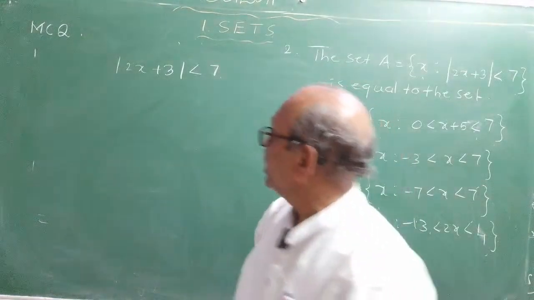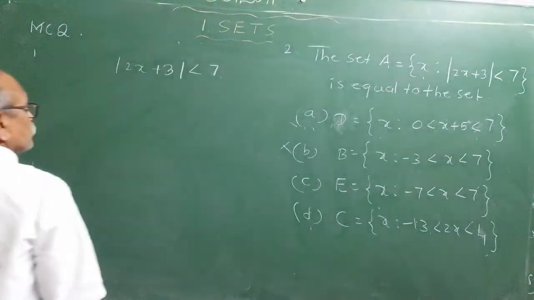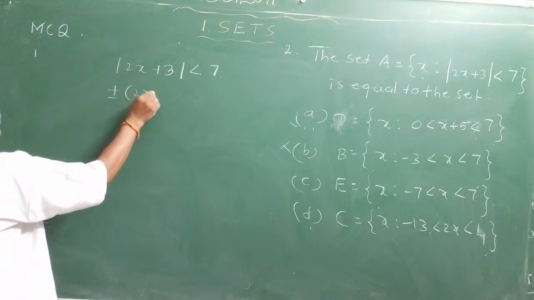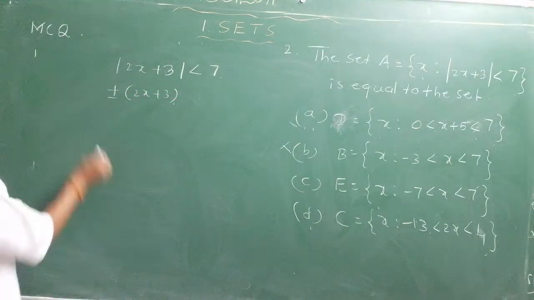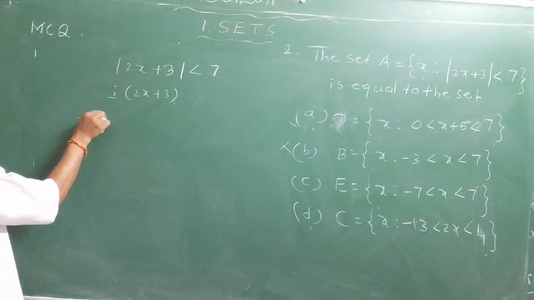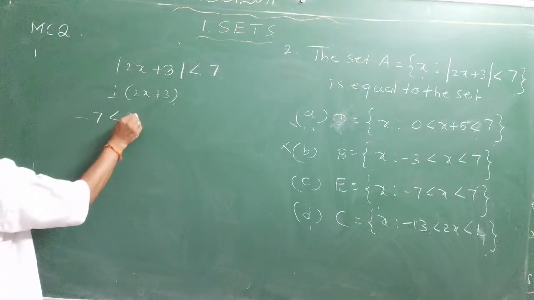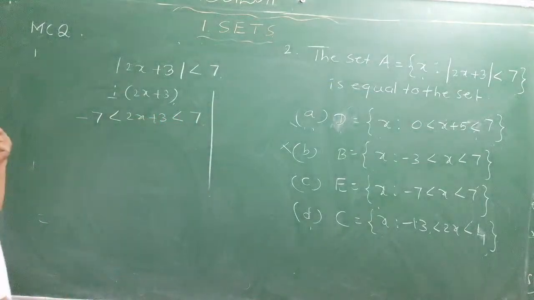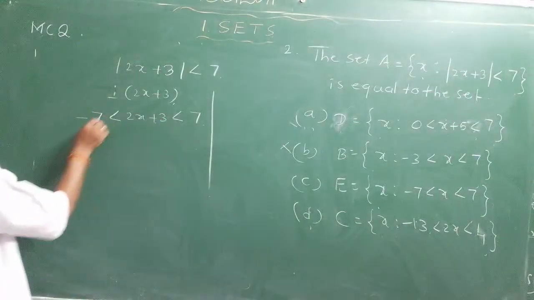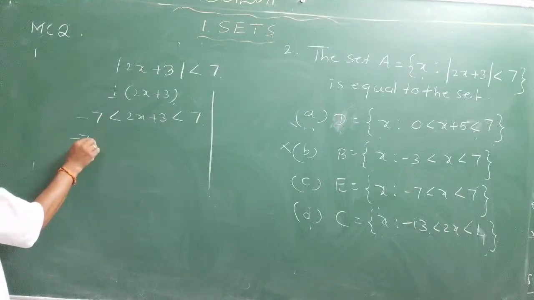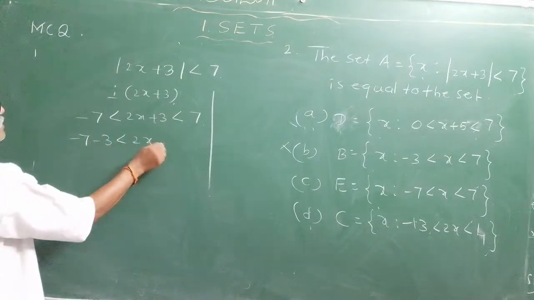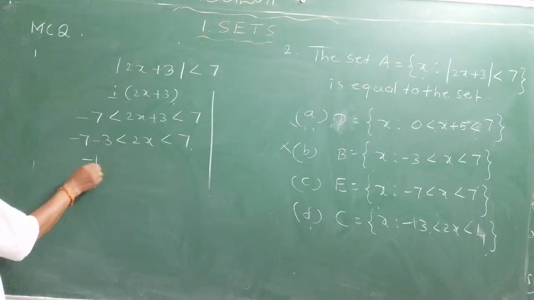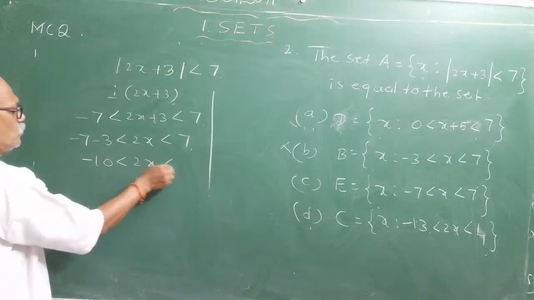You can use inequalities. When you take the minus sign, you will get plus or minus 2x plus 3. Means, if you take minus sign here, minus 7 is less than 2x plus 3, and 2x plus 3 is less than 7. If you take this 3 to the left, you get minus 7 minus 3 is less than 2x is less than 7. Minus 7 minus 3 is minus 10, less than 2x, and 2x is less than 7.